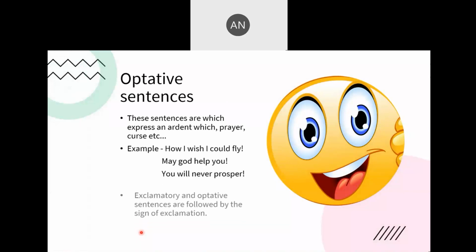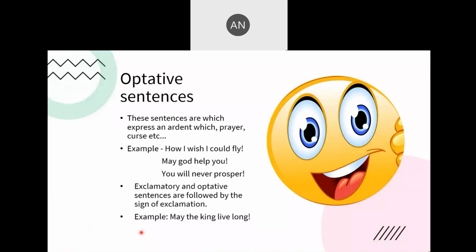Optative sentences. These sentences usually express a very strong desire, wish, prayer, or curse. Example is, how I wish I could fly. That is a strong desire. Human beings don't have wings, but this person desires to fly. May God help you. You will never prosper. And all exclamatory and optative sentences, they are followed by exclamation mark. May the king live long.